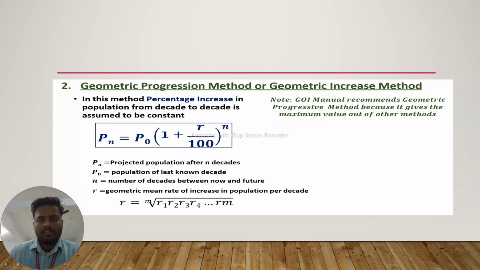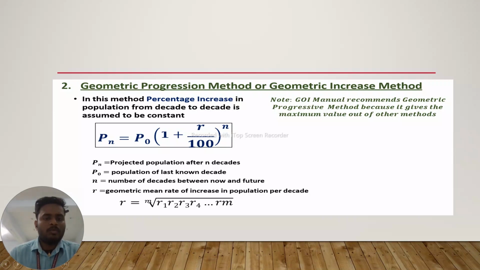So let's understand this according to the Government of India manual. It recommends the geometric progression method because it gives the maximum value out of the other methods. There are three methods we have to study. The first is the arithmetic progression method and the second is the geometric progression method. This method gives the maximum value out of the other methods, right?